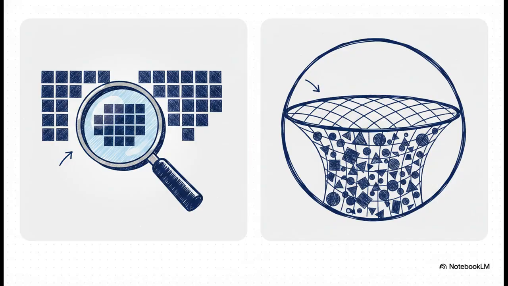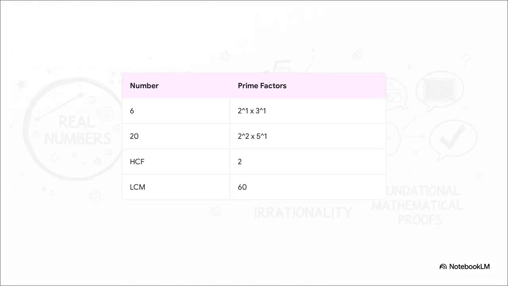It's that straightforward. Let's actually see this in action with a quick example using the numbers 6 and 20. The prime factors of 6 are 2 to the power of 1 times 3 to the power of 1. For 20, it's 2 squared times 5 to the power of 1. Now for our HCF, the only prime they share is 2, and the smallest power is 1. So bam, our HCF is simply 2.